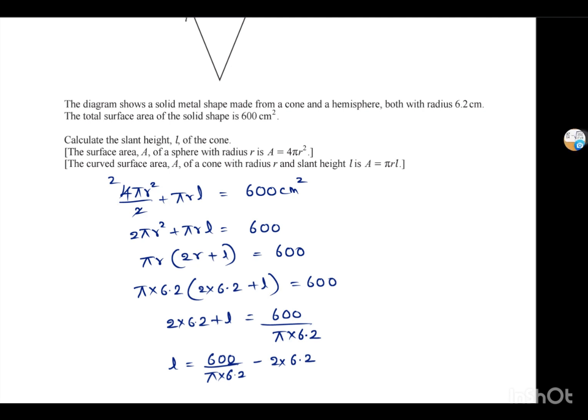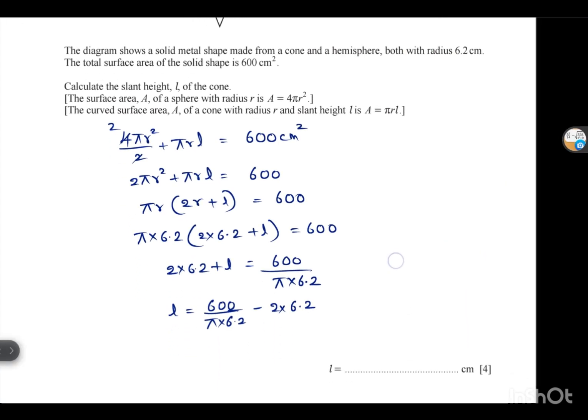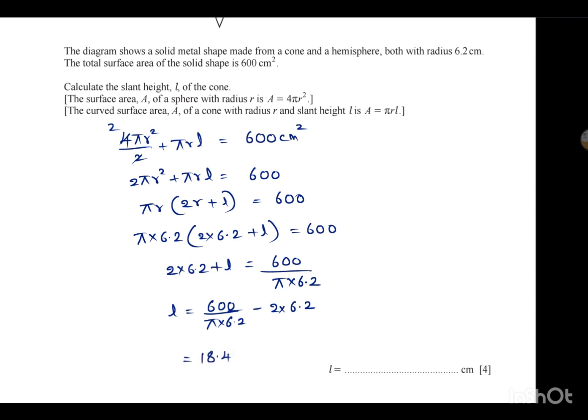Just do this in the calculator. 600 by pi into 6.2 minus 2 into 6.2 gives 18.4041. So this will be 18.404 centimeters. If I round to 2 decimal places, 18.40 centimeters.